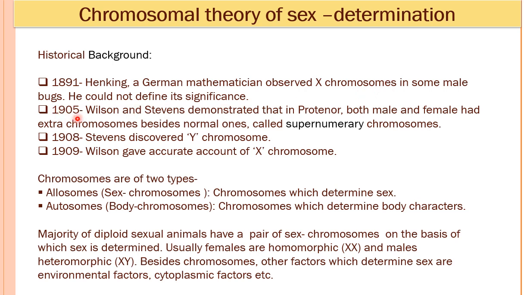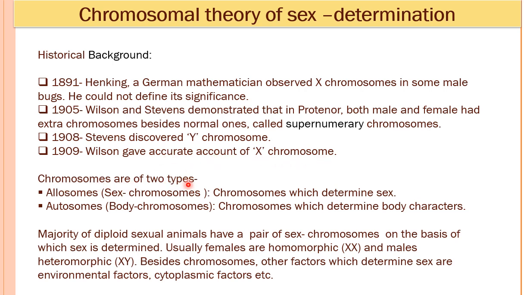In 1905, Wilson and Stevens demonstrated that in Protenor, both male and female had extra chromosomes beside normal ones. Those were known as supernumerary chromosomes. In 1908, Stevens discovered Y chromosome. In 1909, Wilson gave accurate account of X chromosome.